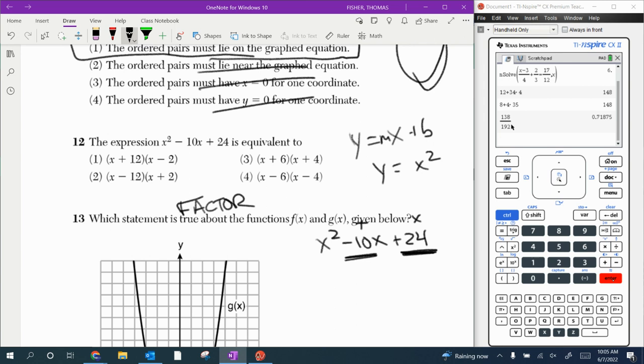So I'm thinking here like 1 and 24, 2 and 12. 2 and 12 you might think would work, but they've got to both be negative in order to multiply to a positive. So that's not going to work. Negative 3 and negative 8 wouldn't add to negative 10, so that's out. Negative 4 and negative 6, though, that'll work. So it's x minus 6, x minus 4, and that's our answer.